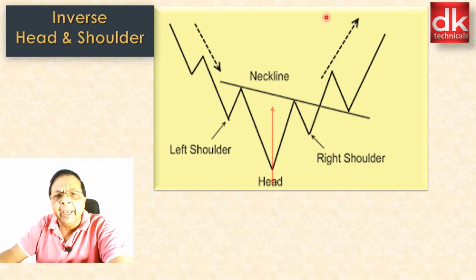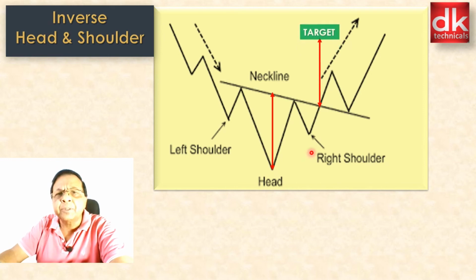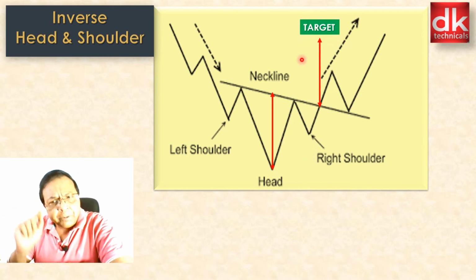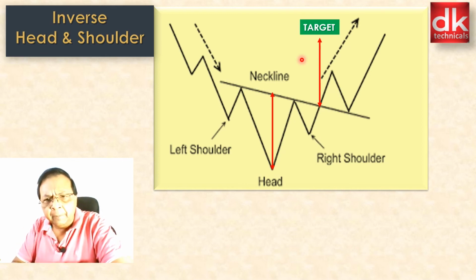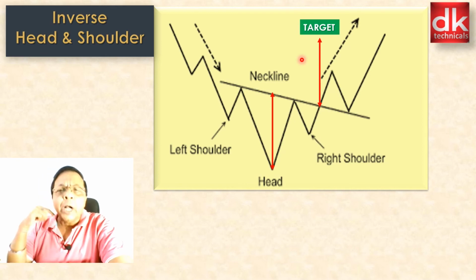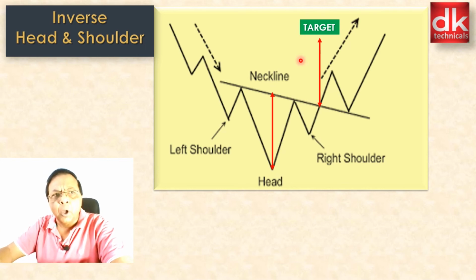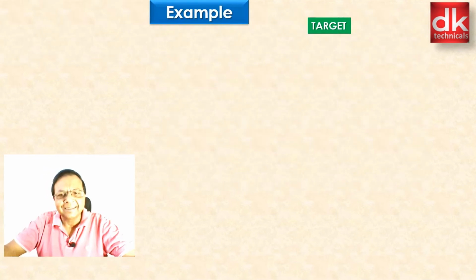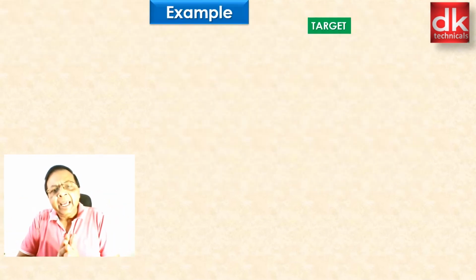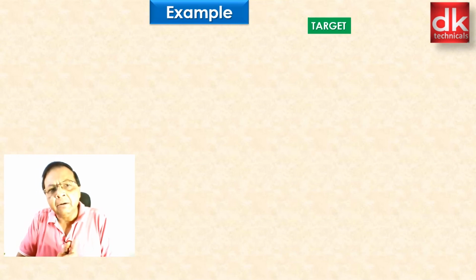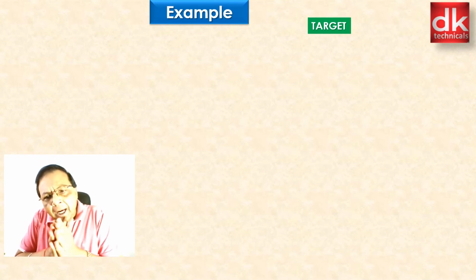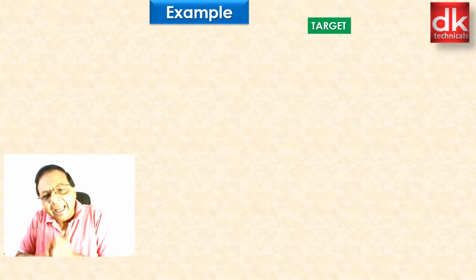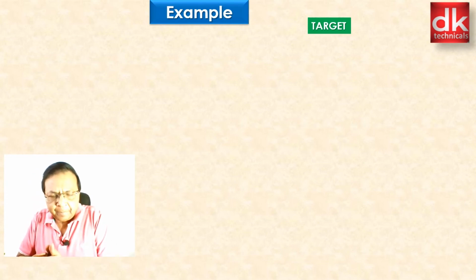So this is the way the measurement from head to neckline is done and the target is projected on the upside. So this becomes our target, but the target is the minimum objective of any chart pattern. The best strategy is to ride the trend and trail the stop loss. Now let us take the example on the price chart for understanding inverse head and shoulder.